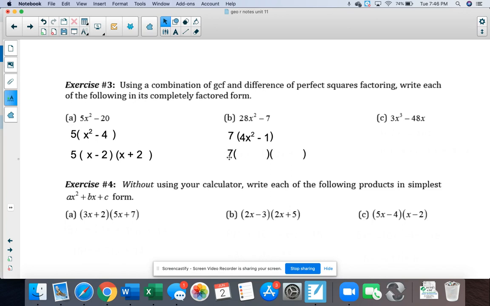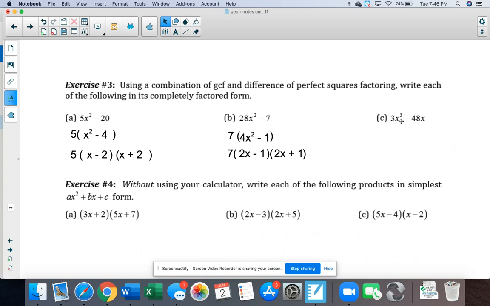So I write my 7, the number I factored out, my greatest common factor, and now I take this 4x squared minus 1 and I write my two parentheses. 2x minus 1 and 2x plus 1. Okay, 4x squared is a perfect square, 2x times 2x, and 1 is a perfect square, negative 1 times 1 is negative 1.